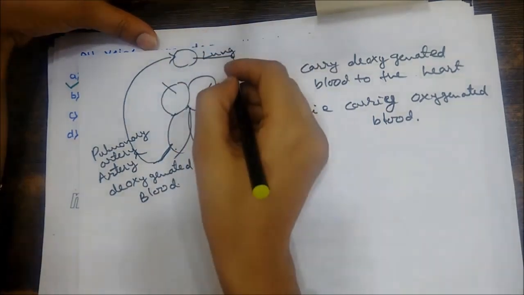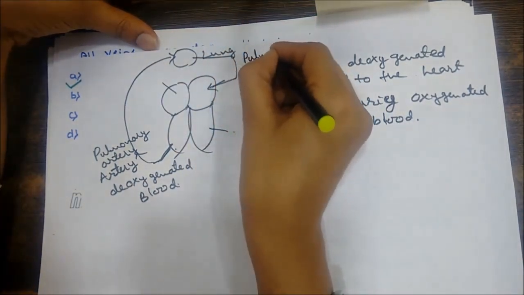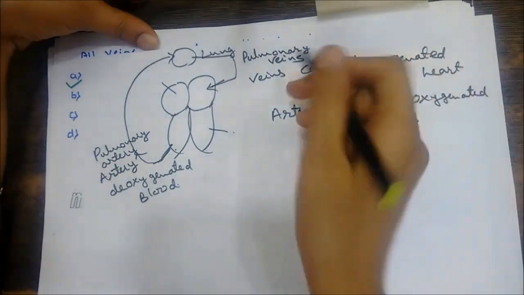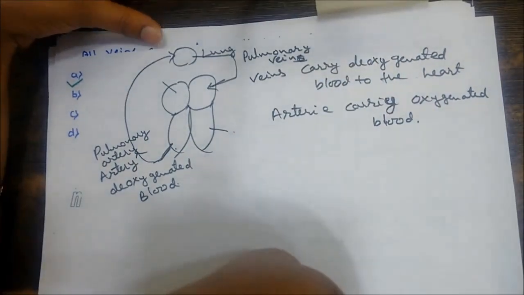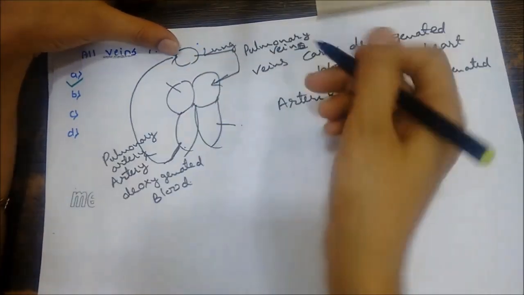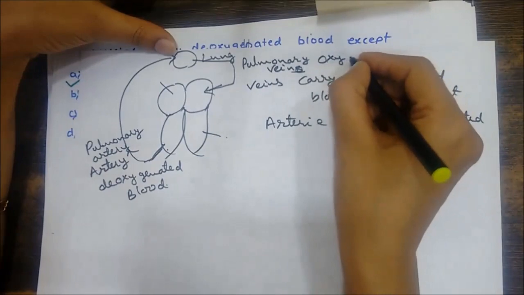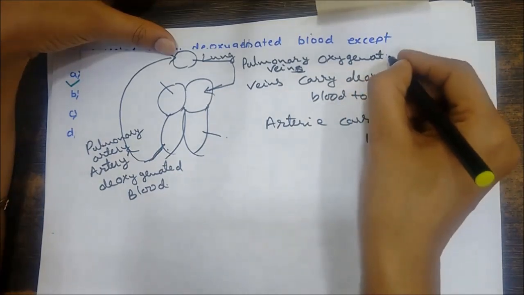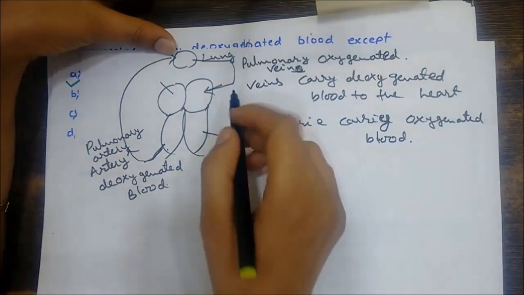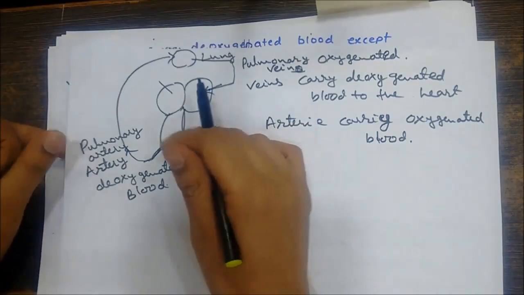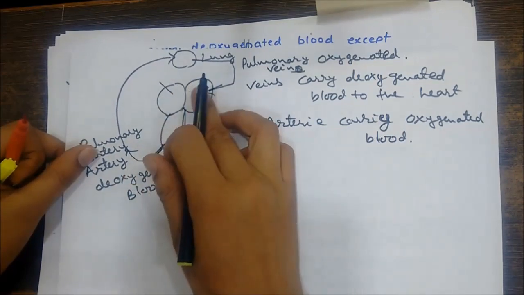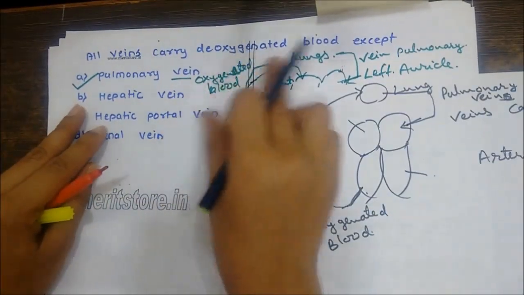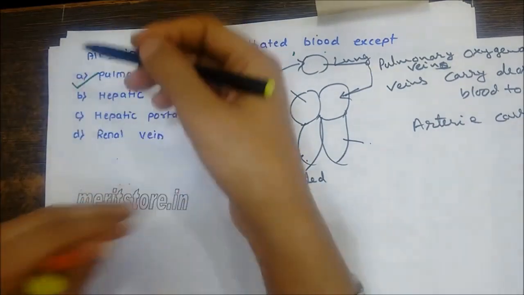And this is the pulmonary vein. Veins carry blood from organs to the heart, but this pulmonary vein carries oxygenated blood because it is coming from the lungs, so the blood is purified. The pulmonary vein, which connects the lungs to the heart, carries oxygenated blood. So all veins carry deoxygenated blood except the pulmonary vein.